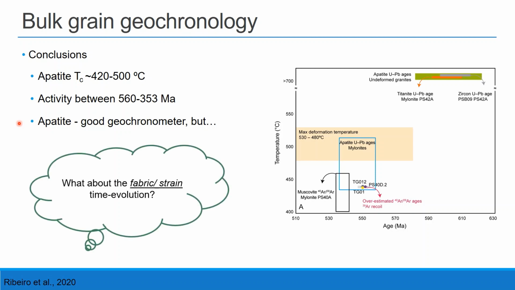But what about the fabric and the strain evolution of mylonites? Because that's what makes a mylonite, right? So there's the strain and the temperature that is being applied to the rock that enhances crystallization and recrystallization of the rock. How can we actually demonstrate that the age that we're getting here is actually related to certain processes of deformation instead of just a thermal buffer from deformation?